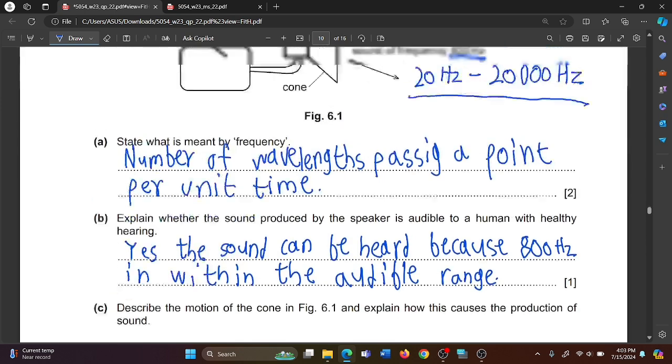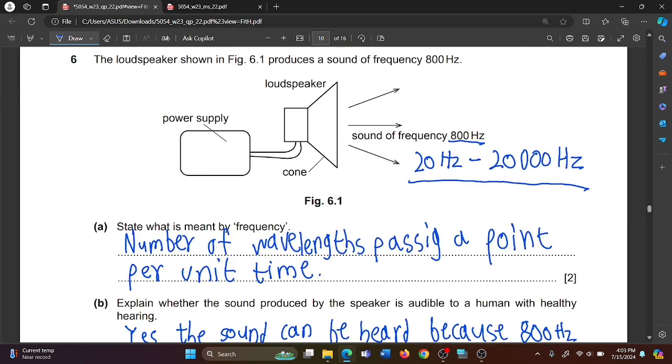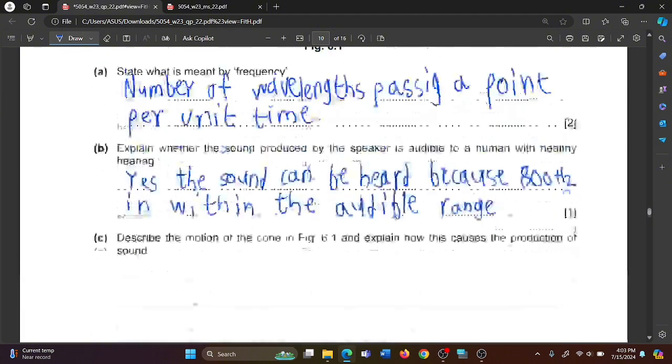Okay. So we know that sound is a longitudinal wave, and how are longitudinal waves formed? By back and forth vibration, which means the cone vibrates back and forward, causing regions of rarefactions and compressions, which are the key principles of a longitudinal wave. In a longitudinal wave, there are regions of rarefactions and compressions, or regions of high pressure and low pressure. So let's write the answer.